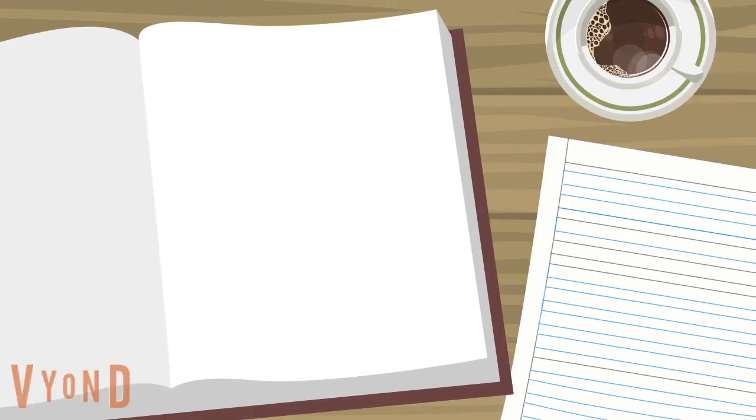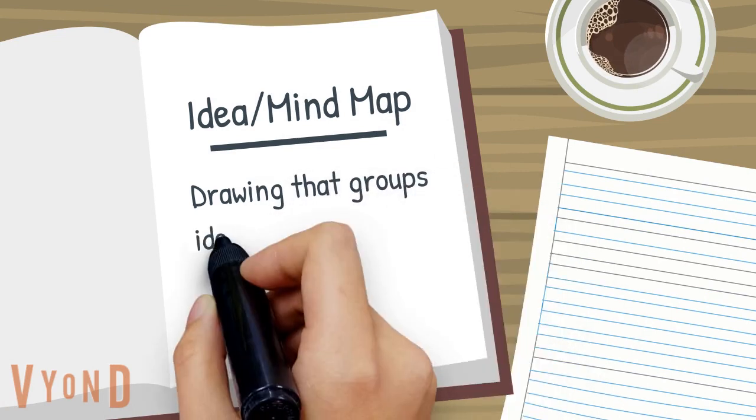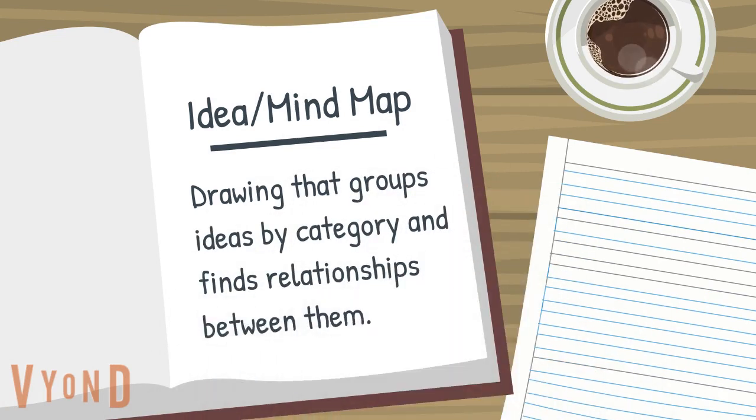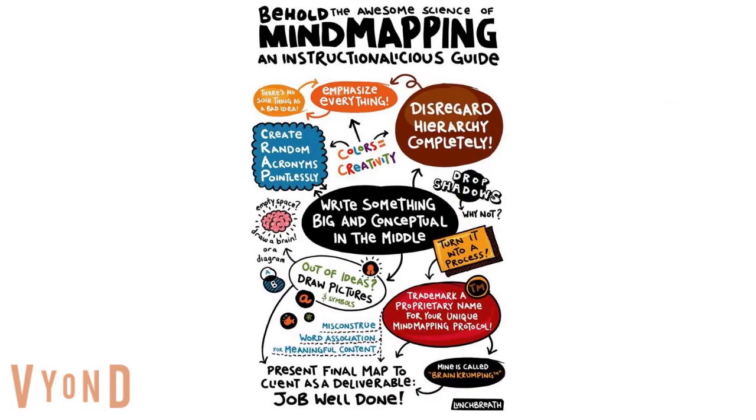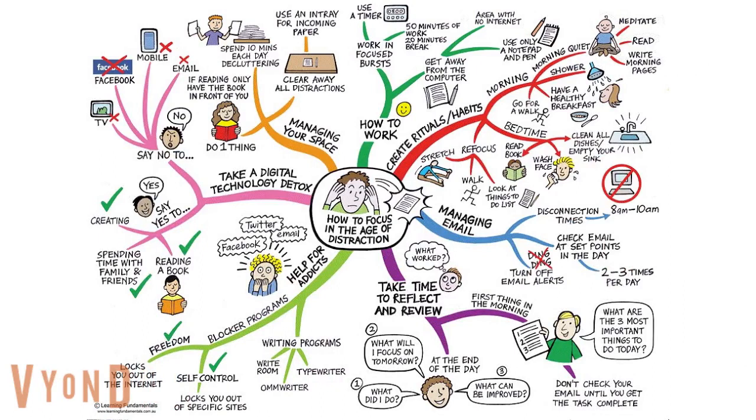If you're a visual person, an idea map or mind map is worth trying. It's a drawing that groups ideas by category and finds relationships between them. To show you what I mean, here are two great examples, beginning with a mind map by Lunch Breath on the super relevant topic, How to Mind Map. The other is a lovely one by Jane Genovese, How to Focus in the Age of Distraction. I so need help with that. Of course, your mind maps don't need to be so artistic. They only need to be functional.